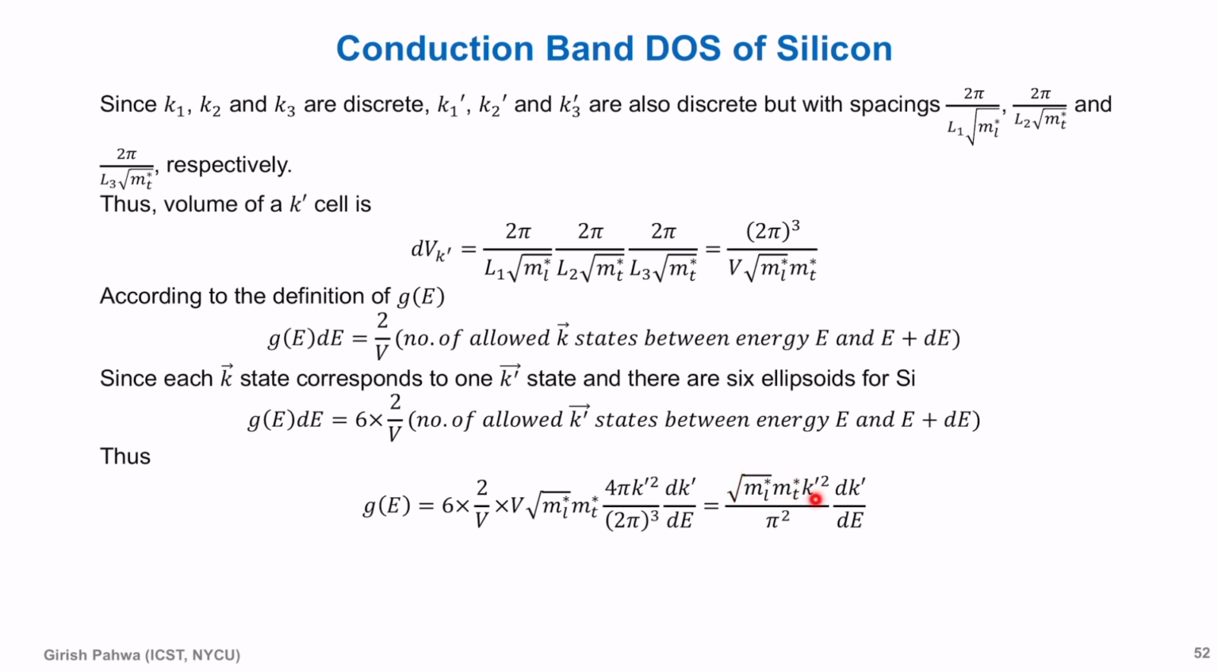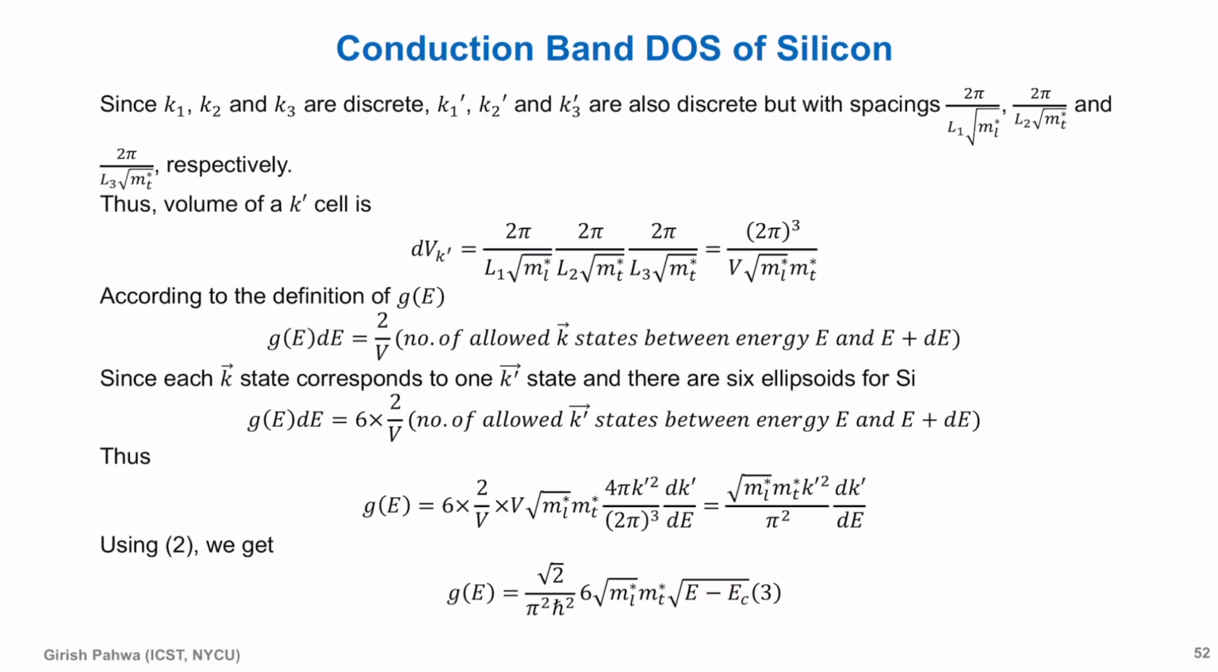Now as we did for the spherical case, you know k'² in terms of energy, you know dk'/dE in terms of energy, and eventually what you get is a very similar formulation, but there is a multiplication factor difference, which is this. And of course you have a 6 here because of the 6 ellipsoids. So this is the expression of the density of states of silicon. Still you have the square root of E minus EC dependency for the conduction band. Of course, the ellipsoids we are talking about are for the conduction band. For the valence band, you already have a sphere.